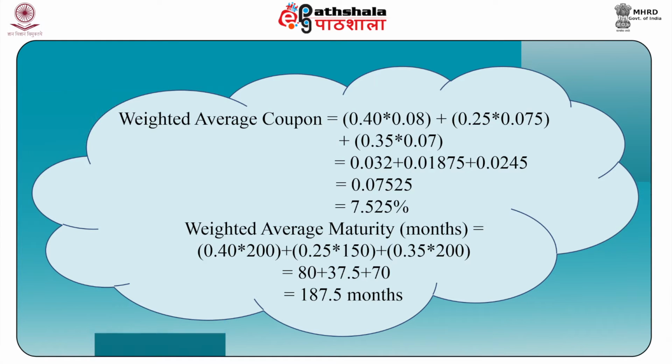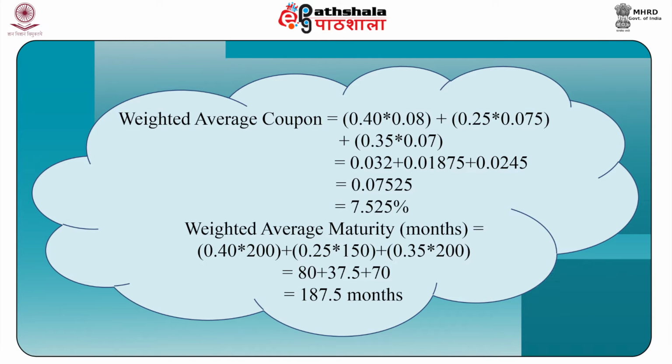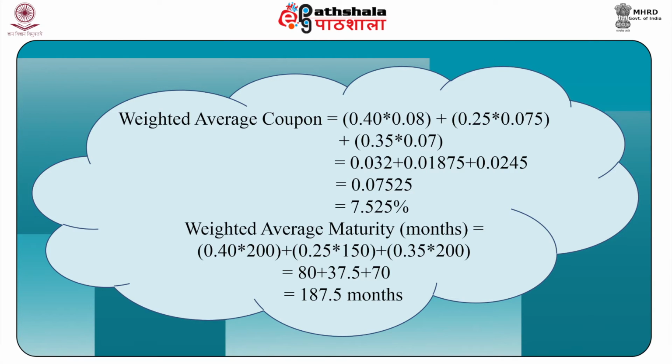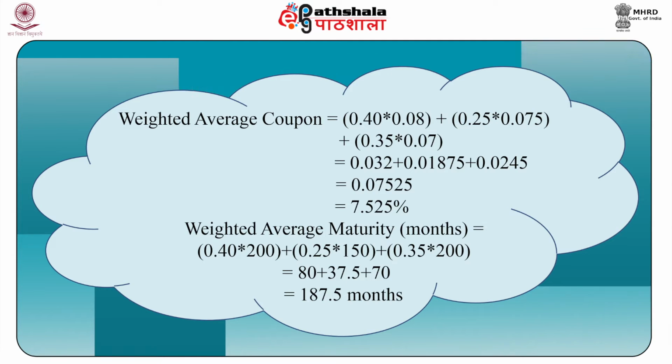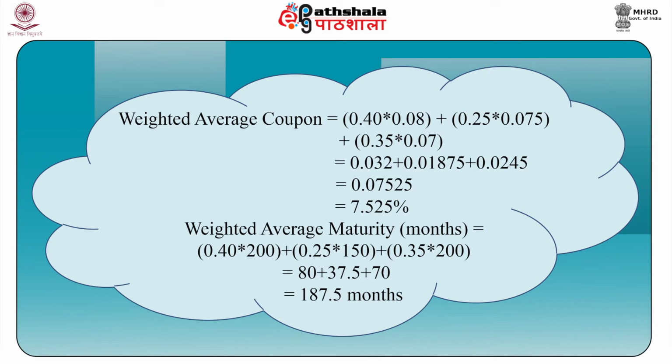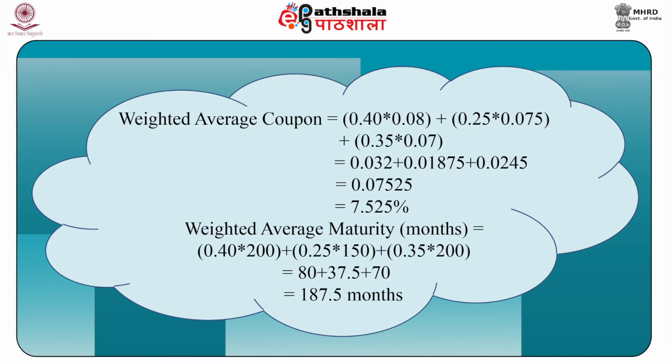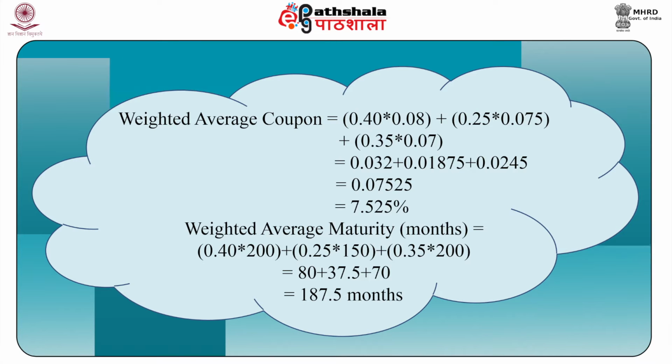Weighted average maturity in months is equal to 0.40 × 200 + 0.25 × 150 + 0.35 × 200, equal to 80 + 37.5 + 70. So, we get a total of 187.5 months.